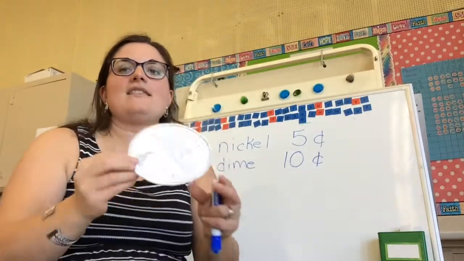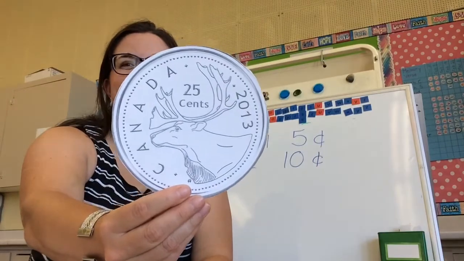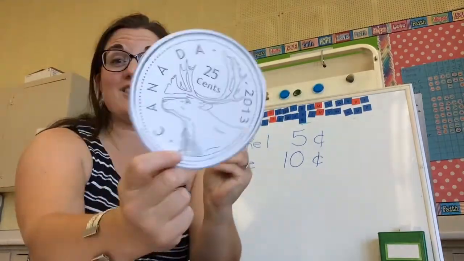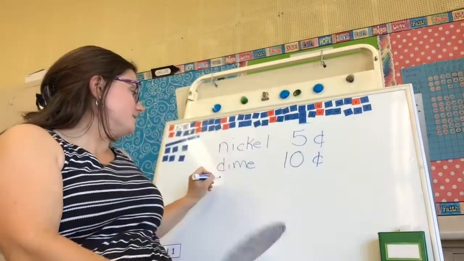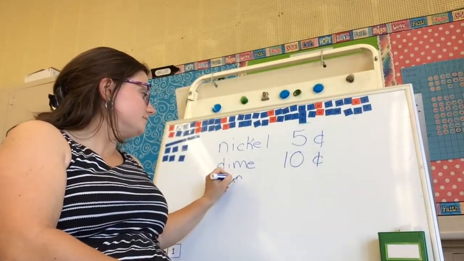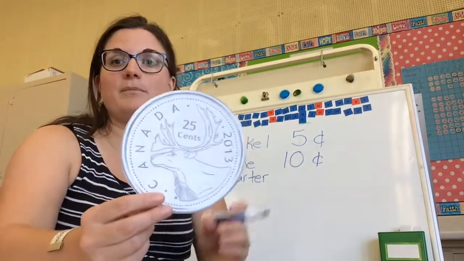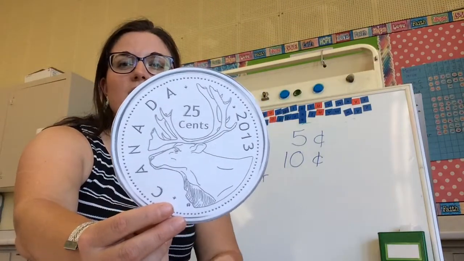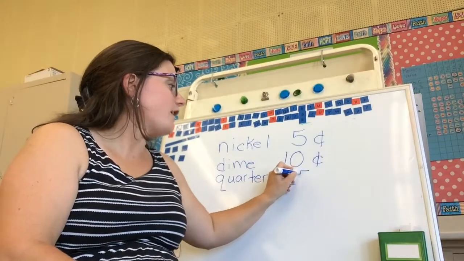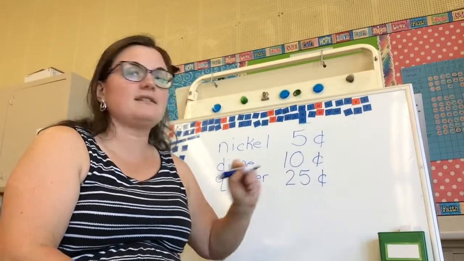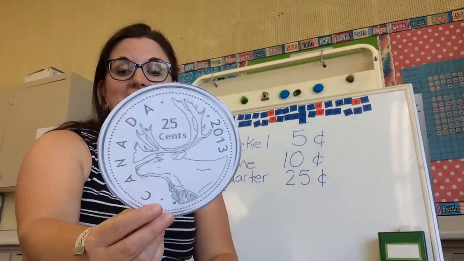The next one that we have is where we've got the caribou on it, okay? And so can you find the coin with the caribou? And we call this a quarter. And it is the one with the caribou on it. And how much money is it worth? What do you see up there? 25 and our cents symbol. So a quarter is worth 25 cents.